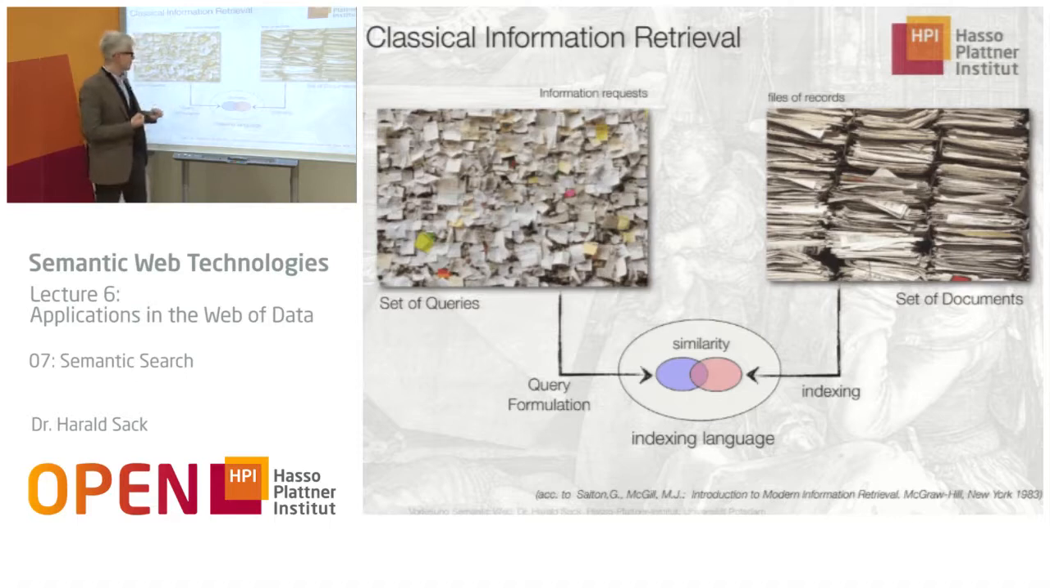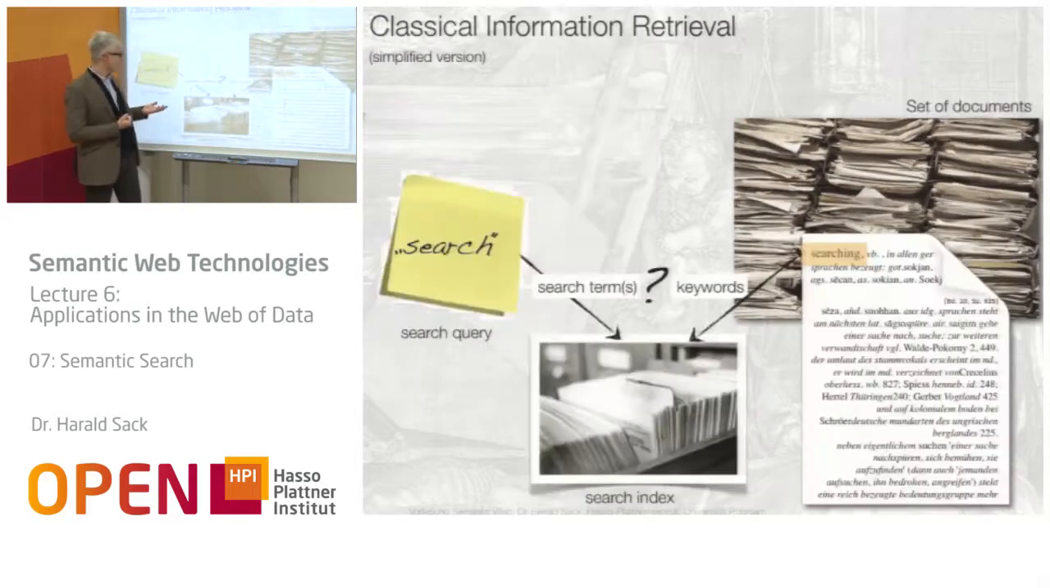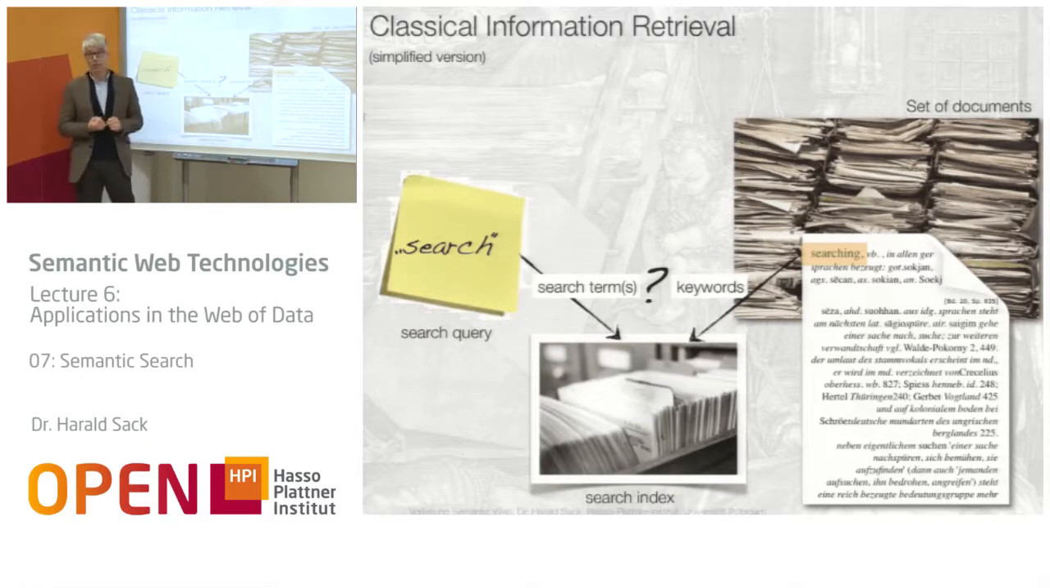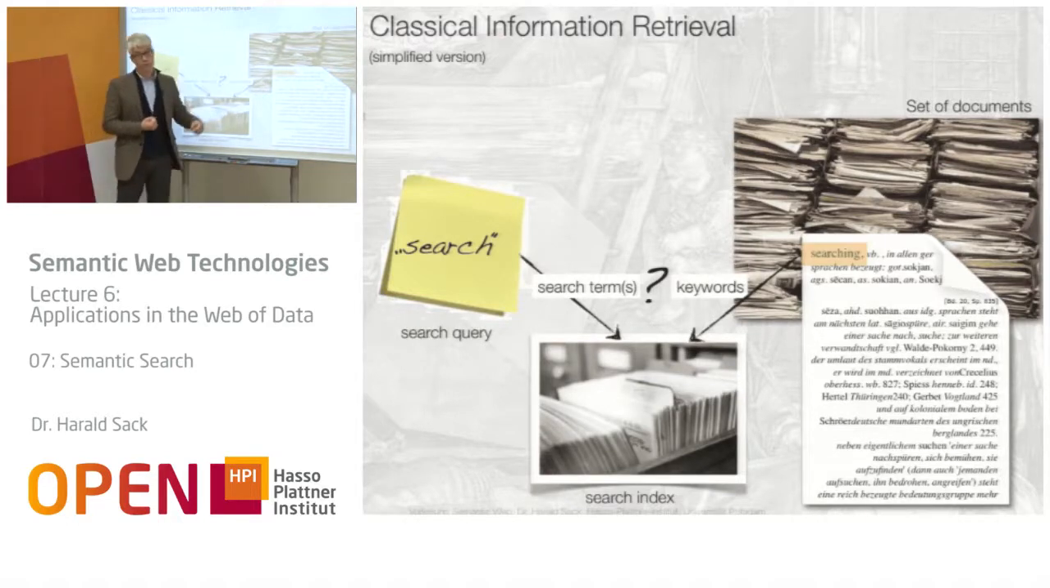So in information retrieval, you have a search query, and you have this set of documents, and then you have a large index where the document has been translated into a format that can be mapped against the search query. And therefore, you look up the search query in the index to find which document belongs or refers to or has something to do with my query.